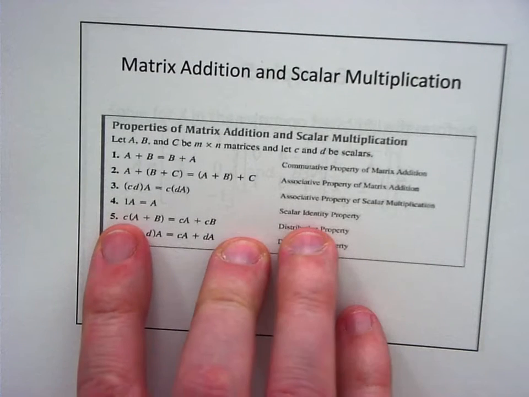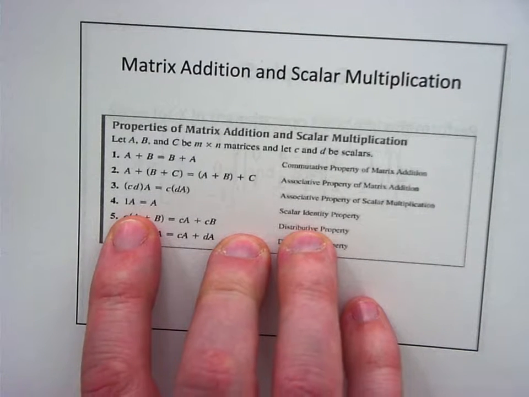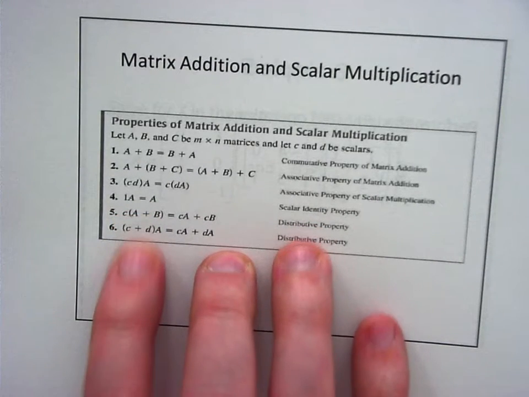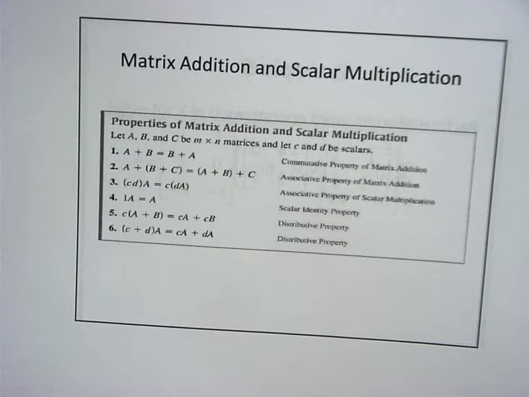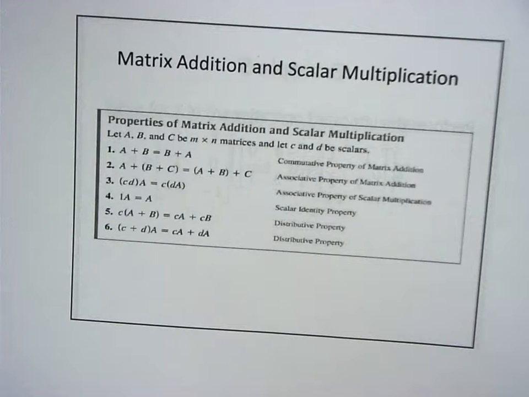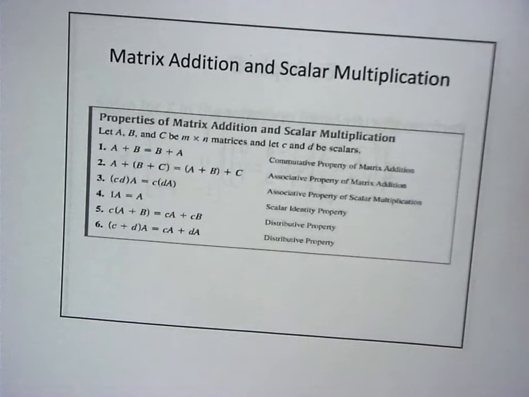You do have a scalar identity. All it means is if you multiply by 1, it doesn't change anything. Distributive property works both ways. If you're talking about a matrix with a couple scalar multipliers, or a single scalar multiplier with two different matrices, distributive property works over addition in both cases. Questions on the addition stuff?